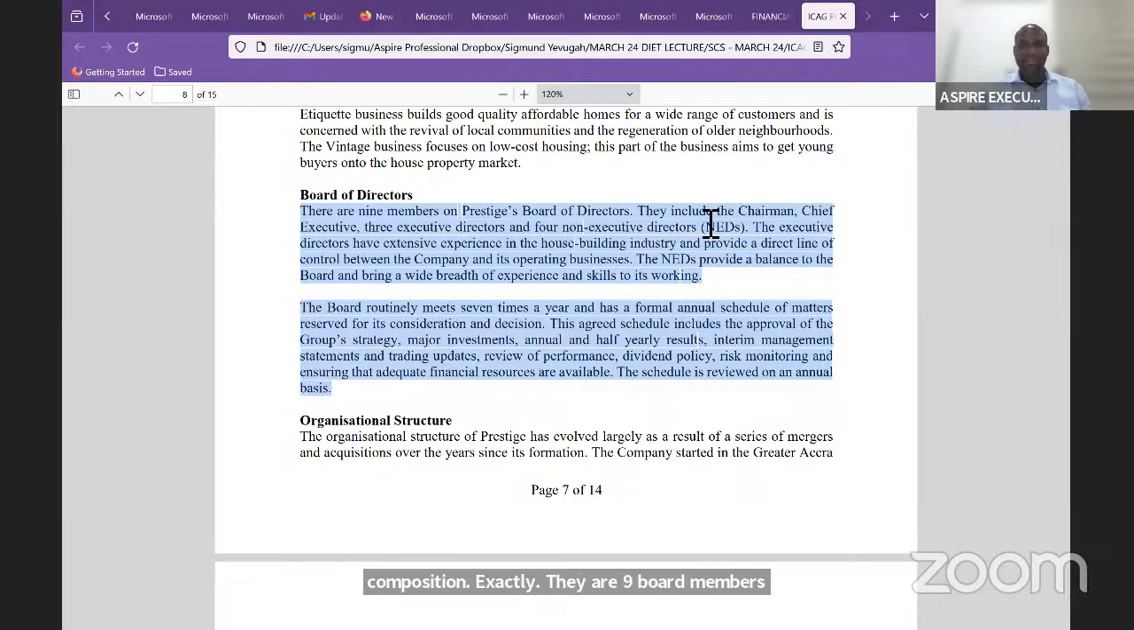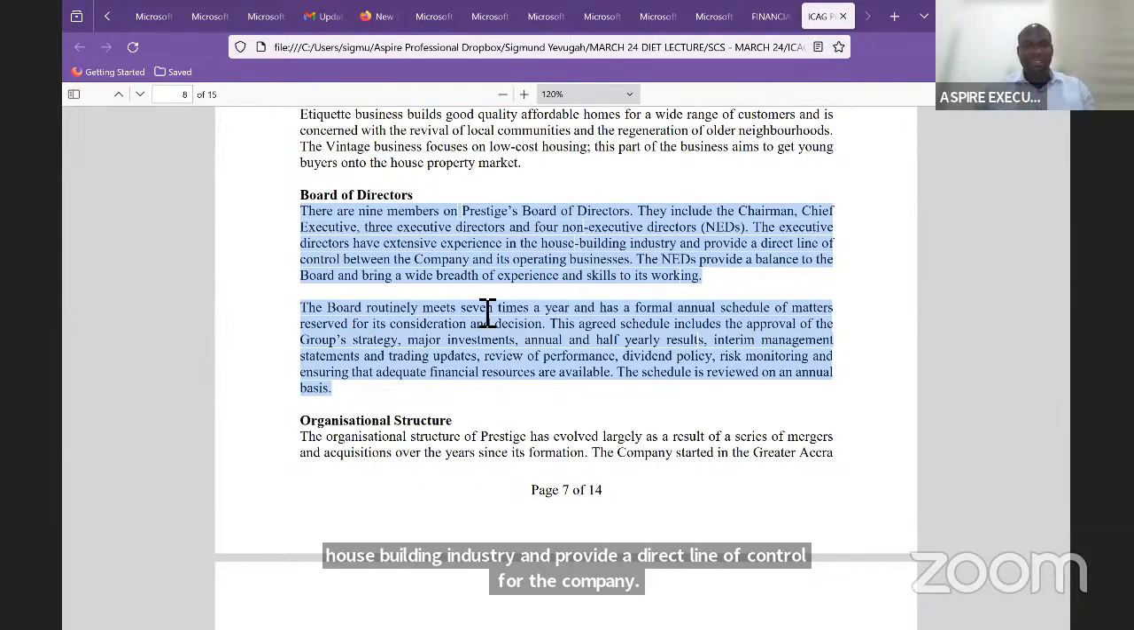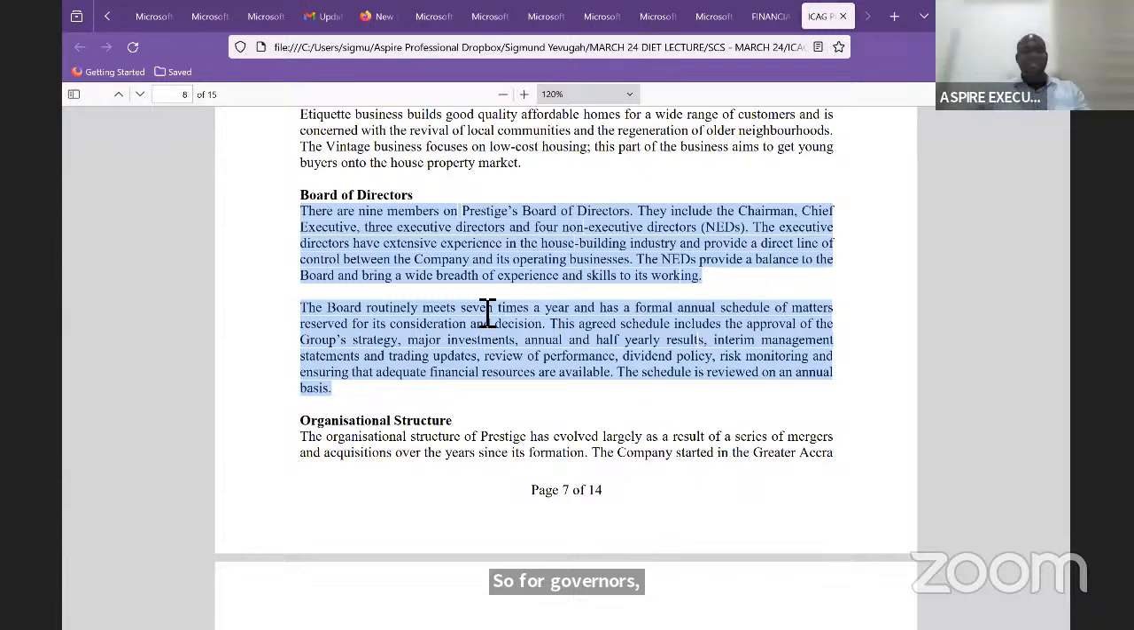Is that clear? And this includes the chairman and the CEO, obviously, and then 3 executive directors and 4 non-executive directors. Exactly. The directors have extensive experience in the house building industry and provide a direct line of control for the company. So for governance, even with this information here, it doesn't really tell us any problem.